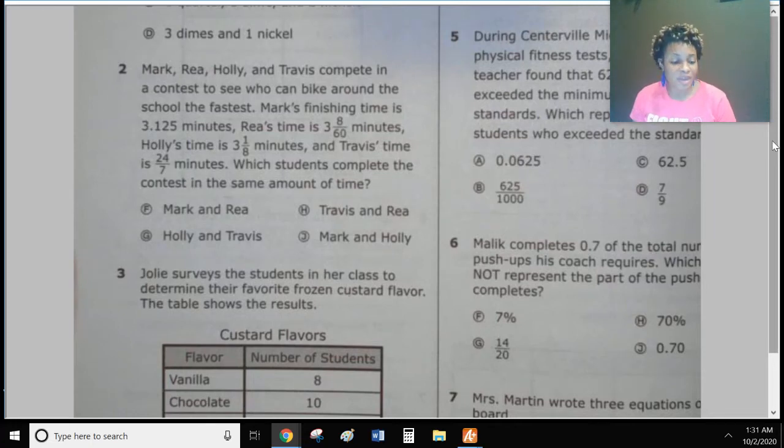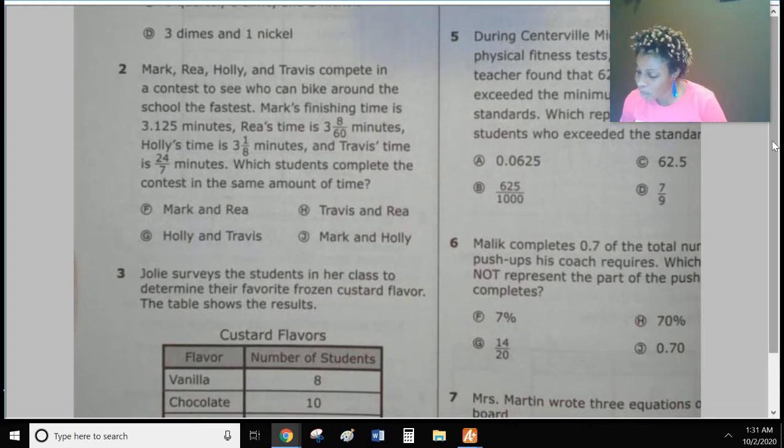Today we'll be looking at 6.4G. I can generate equivalent forms of fractions, decimals, and percents using real-world problems, including problems that involve money. So we're going to be working with word problems, which I know is everybody's favorite thing, right? Just kidding. Okay, so let's look at number 2.